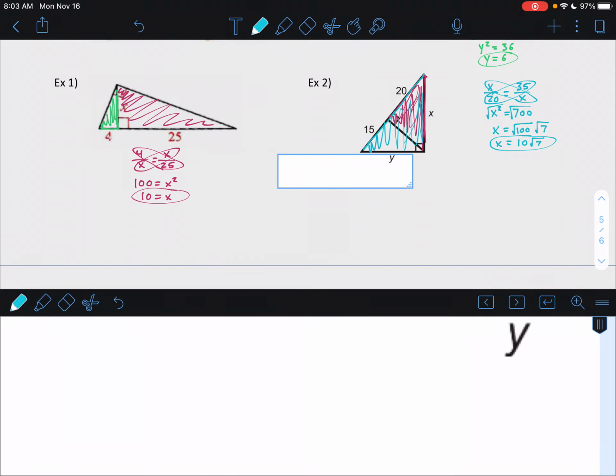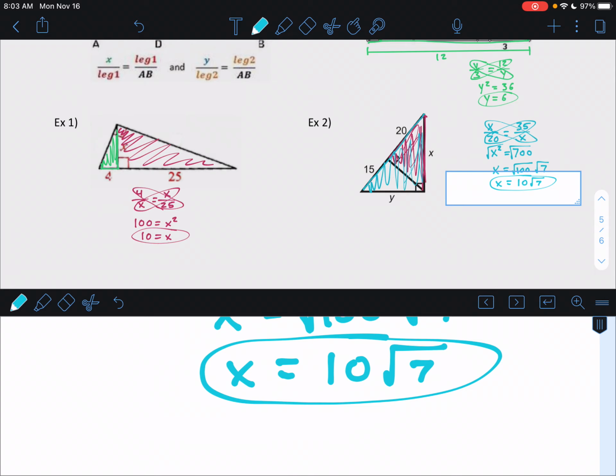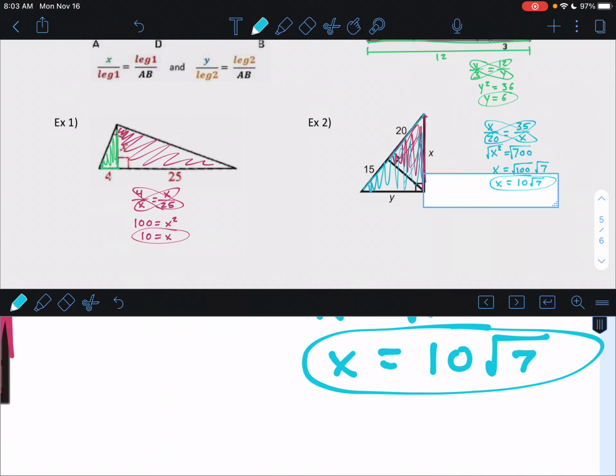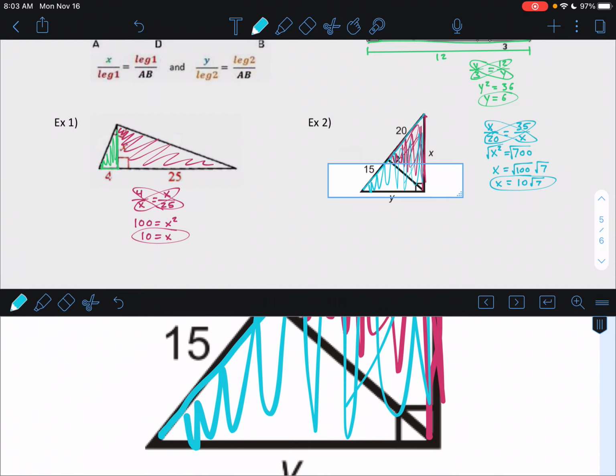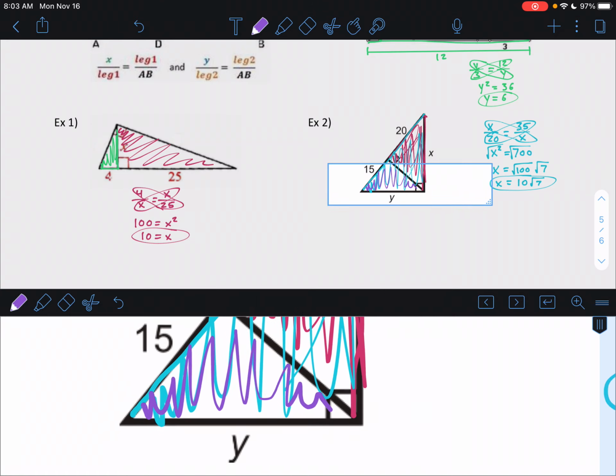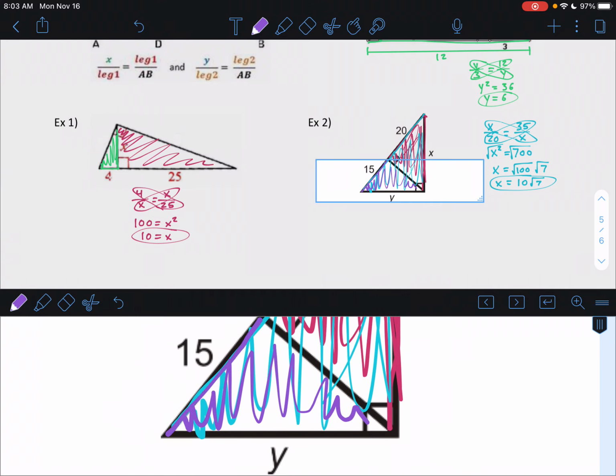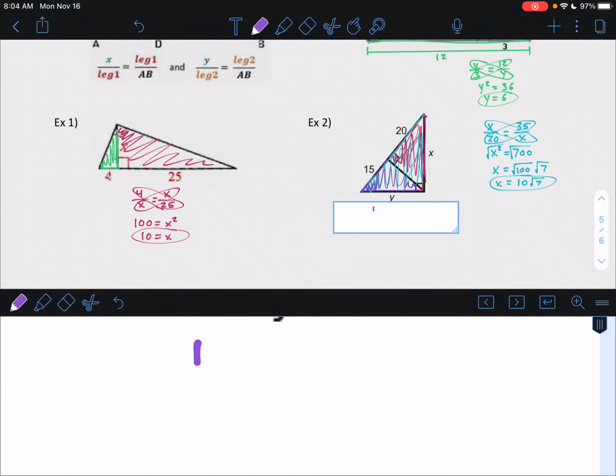And now I need to solve for y. So I said x equals 10 square roots of 7. And to solve for y, I'm going to do basically the same thing. Looking at my little triangle, the short leg is 15 and the hypotenuse is y. By the way, remember that I identify the hypotenuse as the side across from the right angle, because these are all going to be right triangles for today. So I have short leg over hypotenuse, 15 over y.